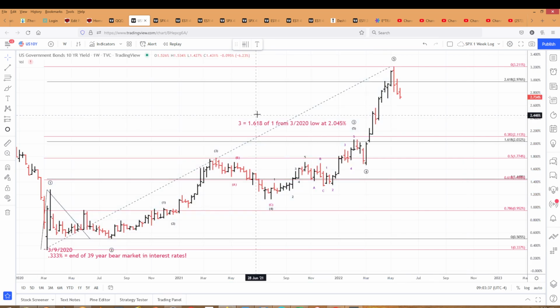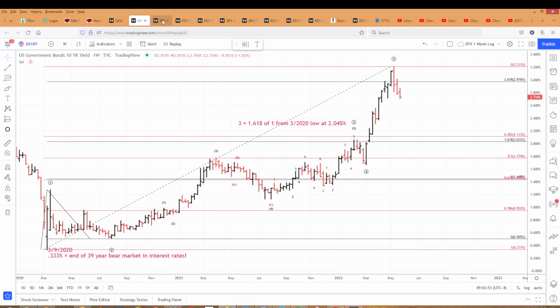But anyway, that's where that is. I can't believe how high they're going to go. But again, they were in the teens back in the 70s and 80s, and that was the end of that bear market in interest rates.